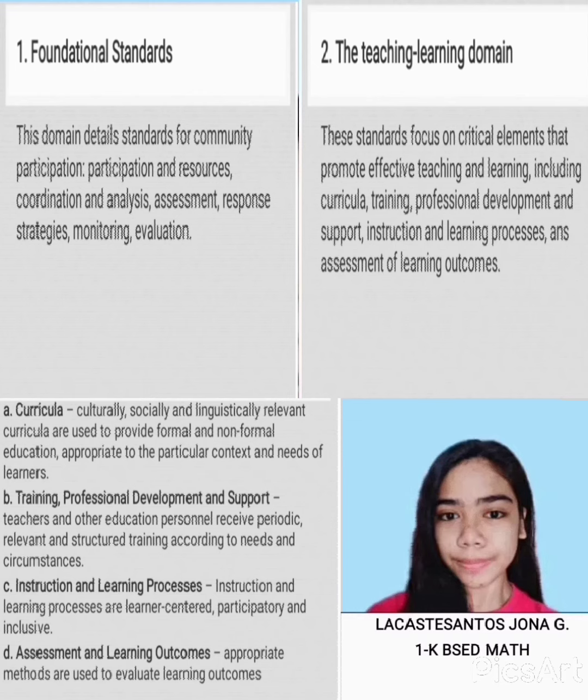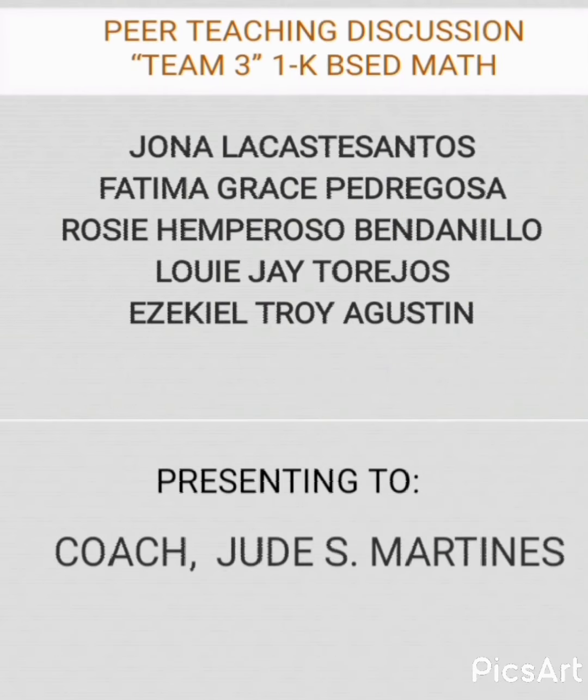Last, the assessment and learning outcomes. Appropriate methods are used to evaluate learning outcomes. After all the training or development, it is important to have this assessment to know the learning outcomes. Here, in assessment and learning outcomes, you will know how the students are performing, or how they use the learning of what you have said or instructed them. It is important to have these outcomes for you to evaluate their learnings and what they need to improve. And that's the end of our discussion.